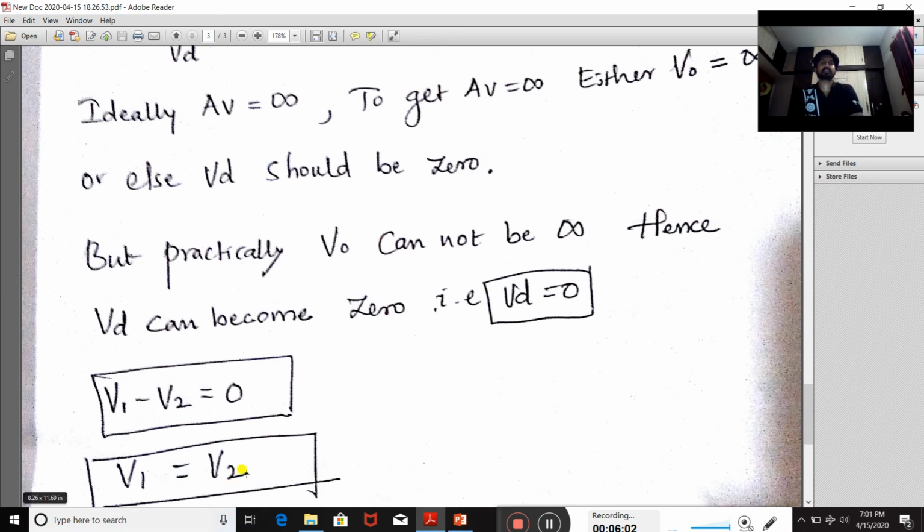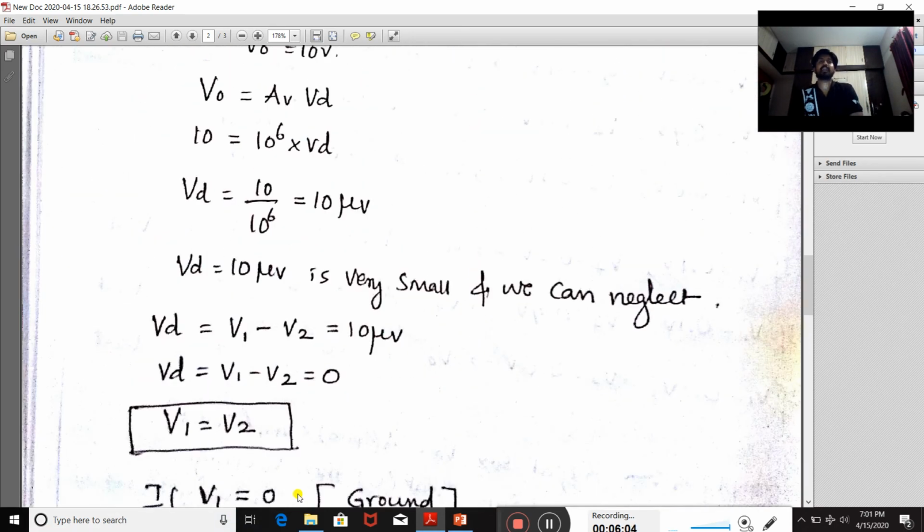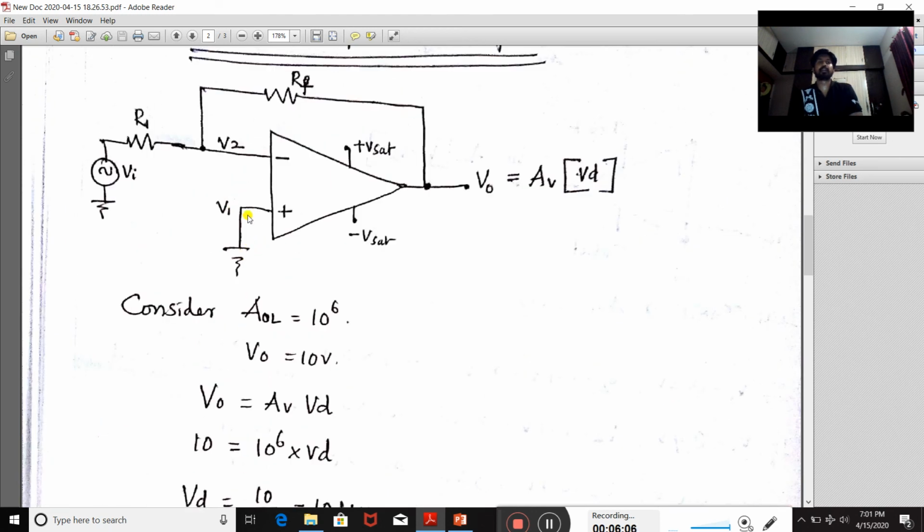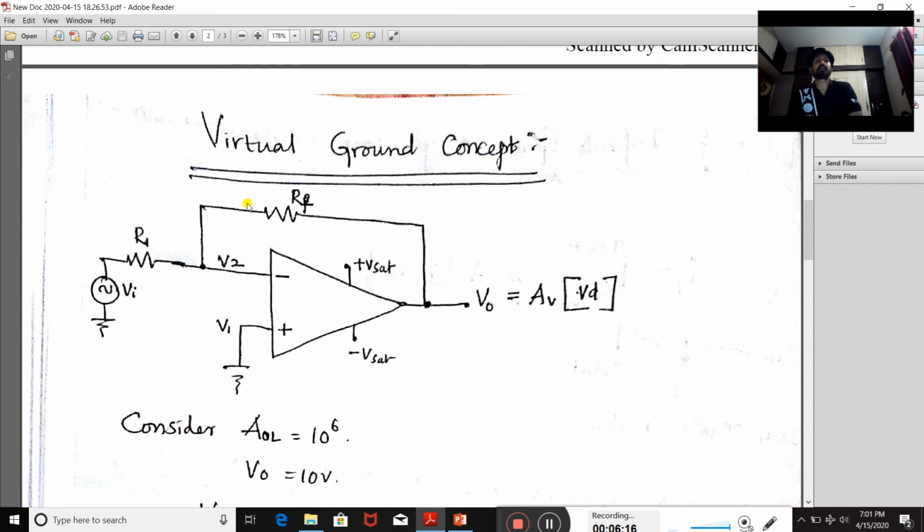What does it indicate? The potential at V1 will become the potential at V2 also. As V2 is not physically grounded but acts like a ground, it is called virtual ground. It is not actually grounded but virtually grounded. This concept we need to understand.